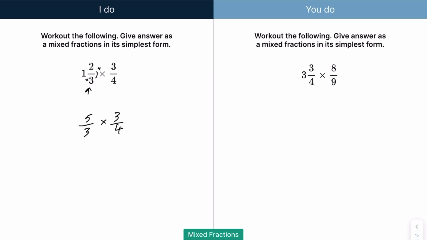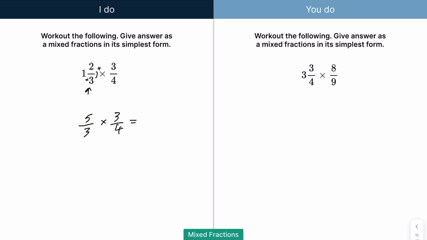Okay, so just to recap that, what I've done here is I've done 1 times 3. That gave me 3. I added 2. So that was 1 times 3, add 2. That gave me 5. That's where the 5 came from. And the 3 just stays the same. Okay, we just copy that here. So now it's the same as what we've already done.